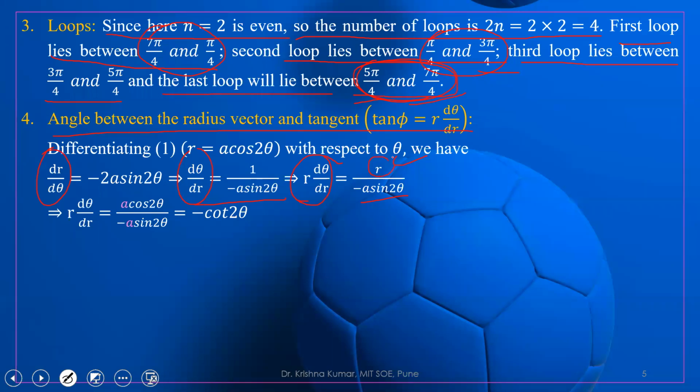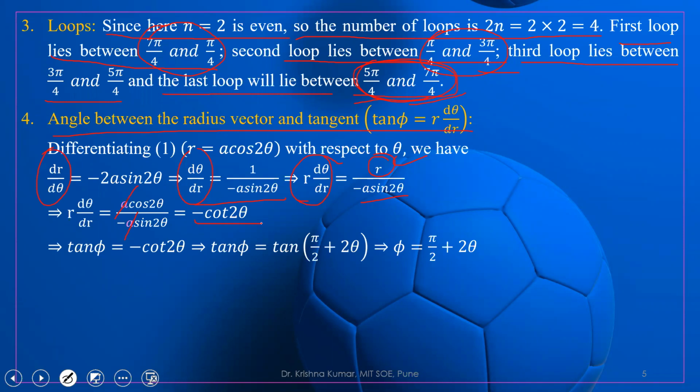And what is the value of this r? It is a cos 2 theta. So a will cancel. We are getting minus cot 2 theta. So tan phi is equal to minus cot 2 theta, which means phi is equal to pi by 2 plus 2 theta. This is a very important point.